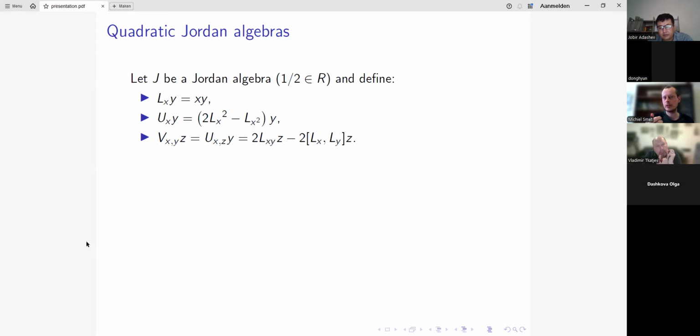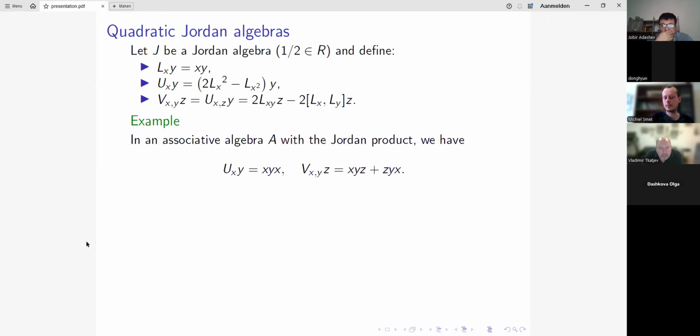On the slide, you see two different ways to define V. The one is V_{x,z}(y) = U_{x,z}(y). This is as the linearization of U. So U_x is quadratic in x. You can look at the linearization. And another way is in terms of these left multiplication operators. That's another way of defining the V operator. I will maybe illustrate these operators with the main example. If you have an associative algebra, U_x(y) is just xyx, and V_{x,y}(z) is just a linearization of this U_x applied to y.